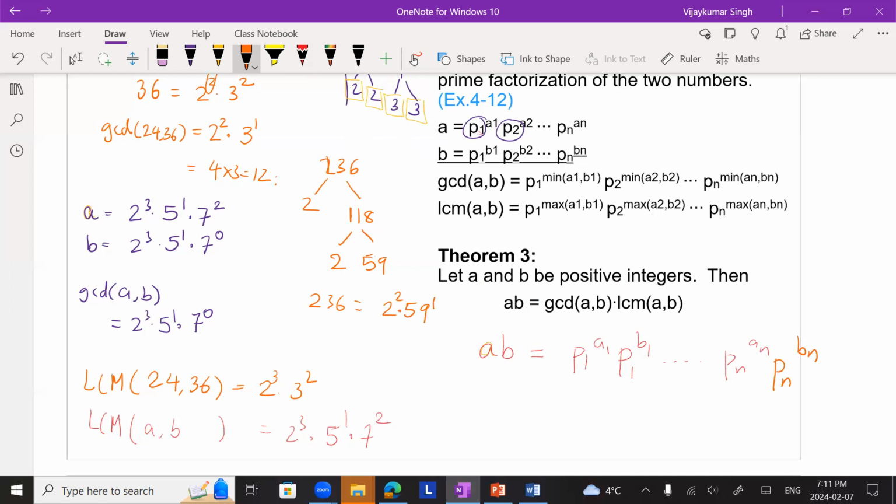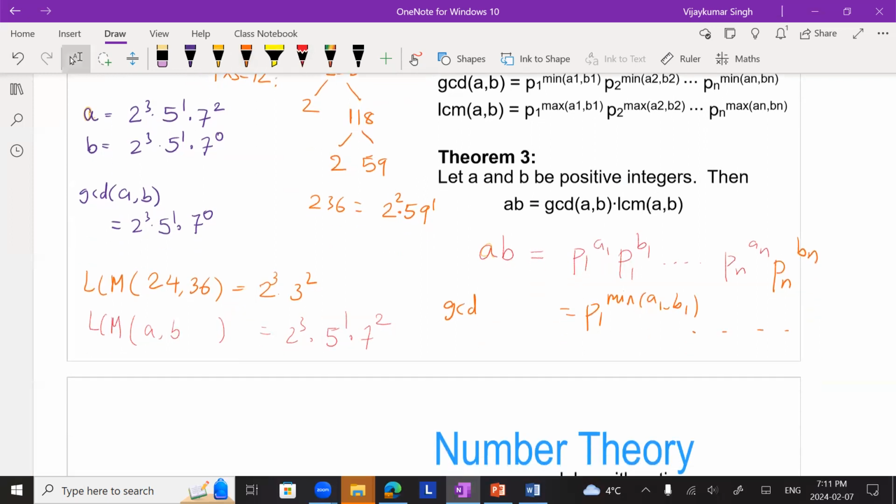Now, let's look at the GCD. The GCD is going to be P1 to the power min of A1, B1, and then other things, which we don't care about. I'm just going to discuss this with one prime only, and the rest is the same. And the LCM is going to be P1 to the power max of A1, B1.